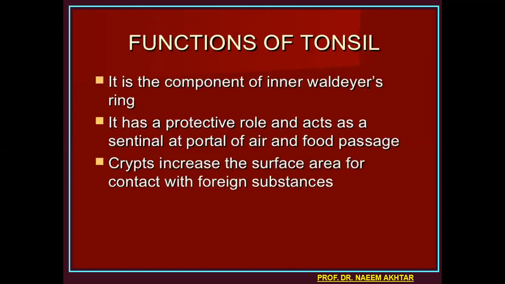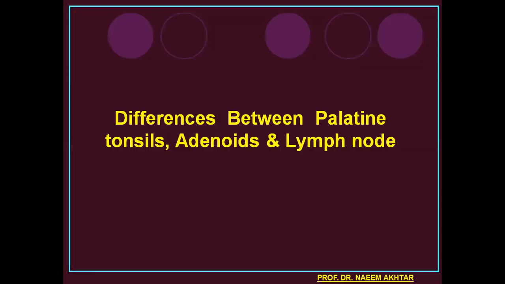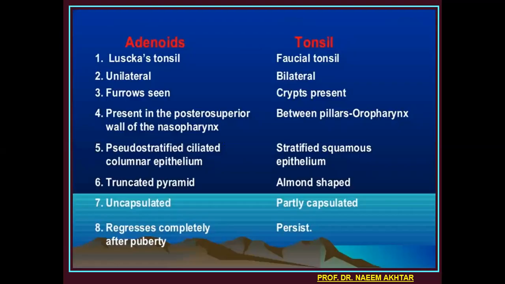Functions of the tonsils. The palatine tonsil is the component of the inner Waldeyer's ring. It has a protective role and acts as a sentinel at the portal of air and food passage. Crypts of the palatine tonsil increase the surface area of contact with foreign substances. Differences between the palatine tonsils, adenoids, and the lymph nodes. First, the differences between adenoids and tonsils.